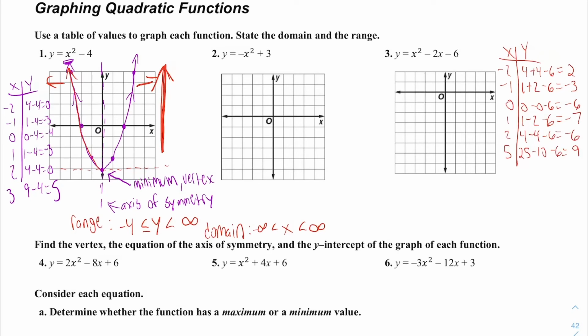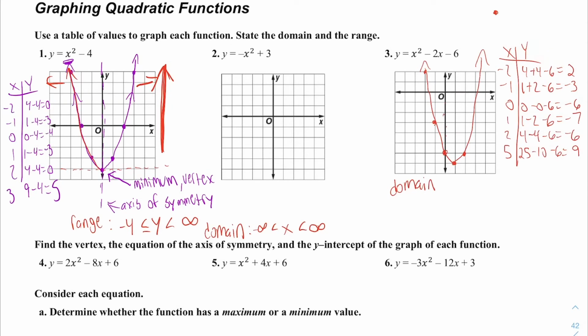Okay, let's plot these points. (-2, 2). (-1, -3). (0, -6). (1, -7). And then we turned around, and then we plugged in 5. Over here, we would have been off the graph, like up here. Let's connect these. It would go something like that.